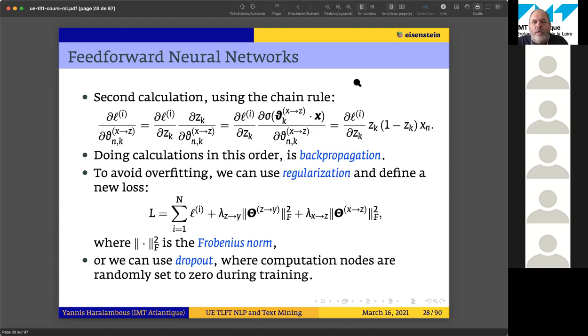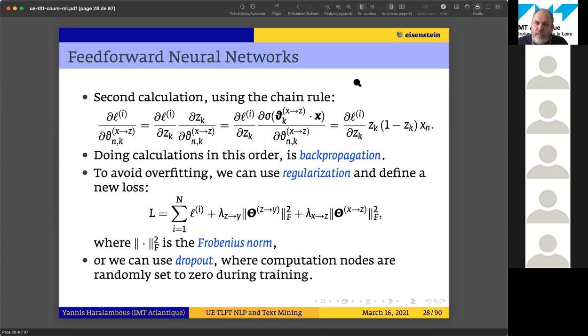So most of you have followed a class on neural networks, so this is not new to you. Maybe the notation is new because there are many notations, but maybe you know all of this already. But for the sake of completeness, here's the idea.